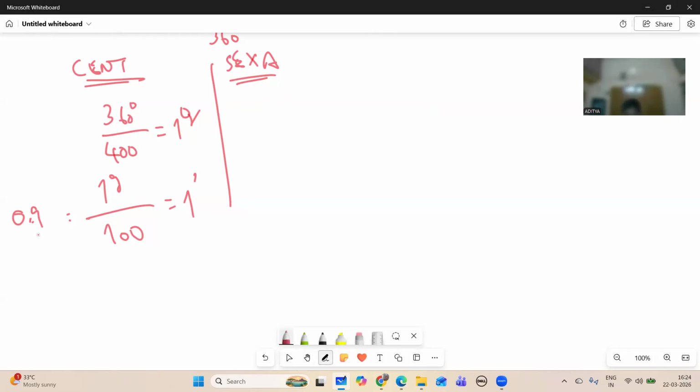Okay, and then that by 100. So 1 minute becomes how much? This is 0.009 degrees. Okay, and what happens in sexagesimal?